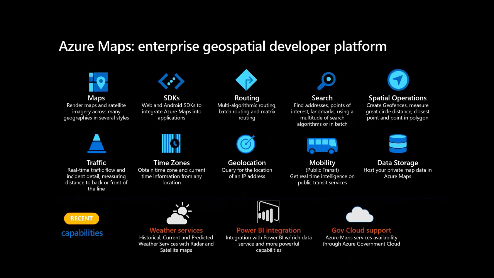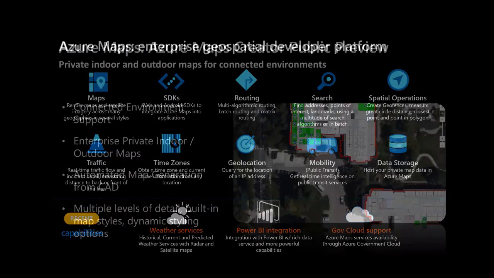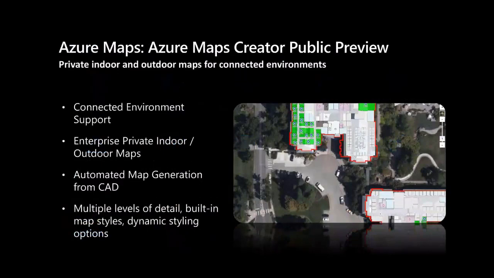So a couple of the announcements at Build were around weather services. So both current and historical weather services, which is interesting, the satellite maps, Power BI integration with it, and probably doesn't apply to too many people here, but if you're in the US, GovCloud support. But this was the big one for me. This is awesome. So you can now use Azure Maps for creating maps of your indoor spaces.